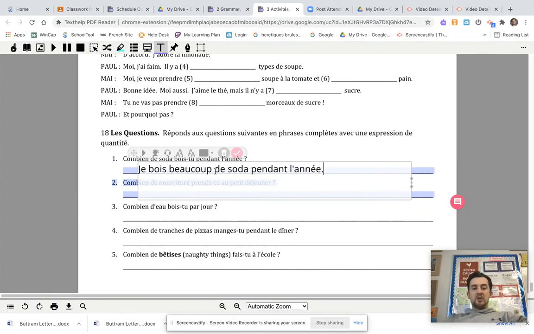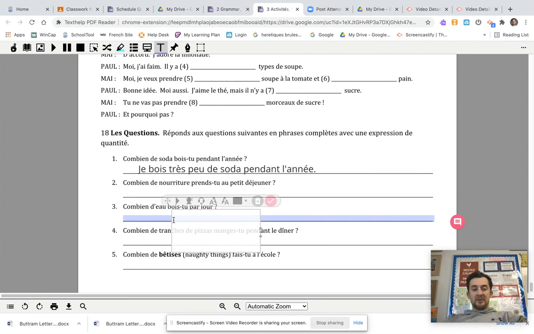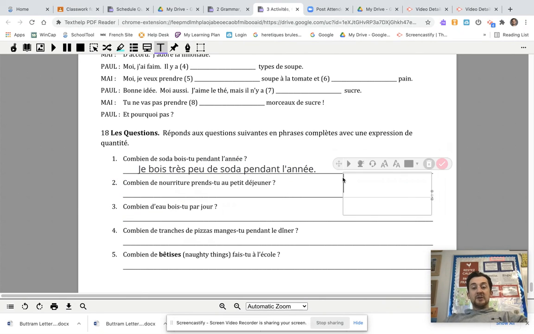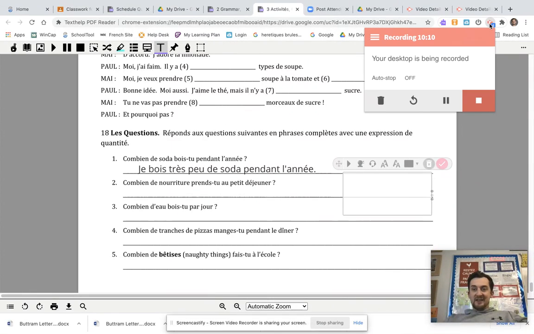Or you could say, je bois, you can even add words like très peu de soda, very, very little soda during the year. D'accord? So that's it for this packet. That was pretty quick. So voilà.